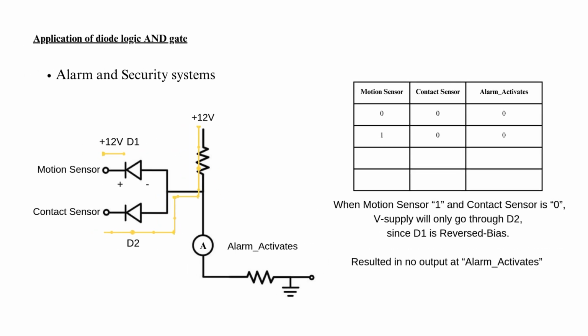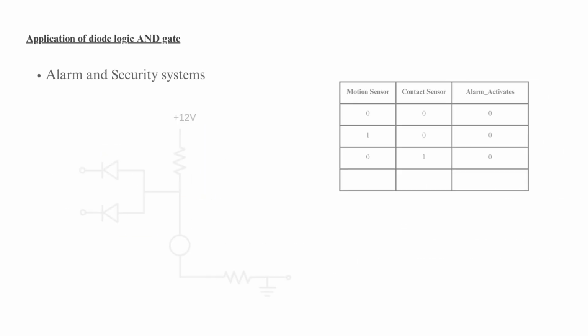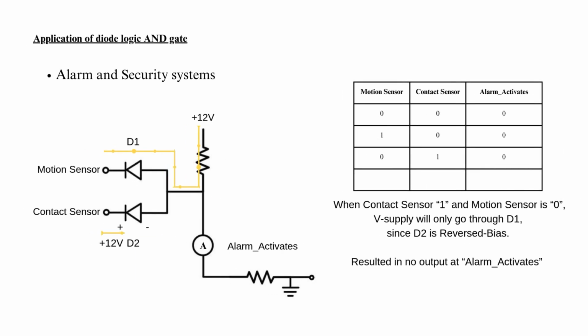When motion sensor is 1 and contact sensor is 0, V supply will only go through D2 since D1 is reverse biased, resulting in no output at alarm activates. However, when contact sensor is 1 and motion sensor is 0, V supply will only go through D1 instead of D2 because D2 is reverse biased, resulting also in no output at alarm activates.